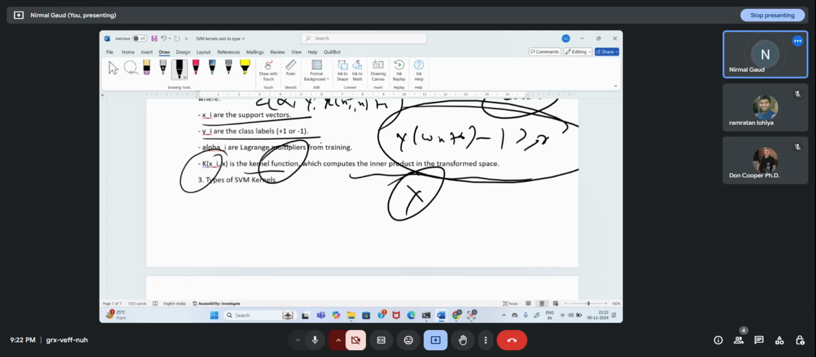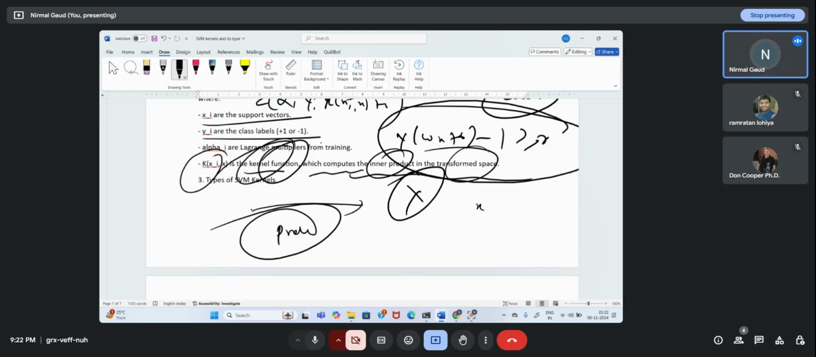See how you can project this point to this point: there will be an inner product. You need to take the dot product of a data point with the kernel function. The kernel function computes the inner product in the transformed space. We have the Lagrange multiplier alpha, and we have to find its values under the constraint. We have seen that in the entire SVM derivation.